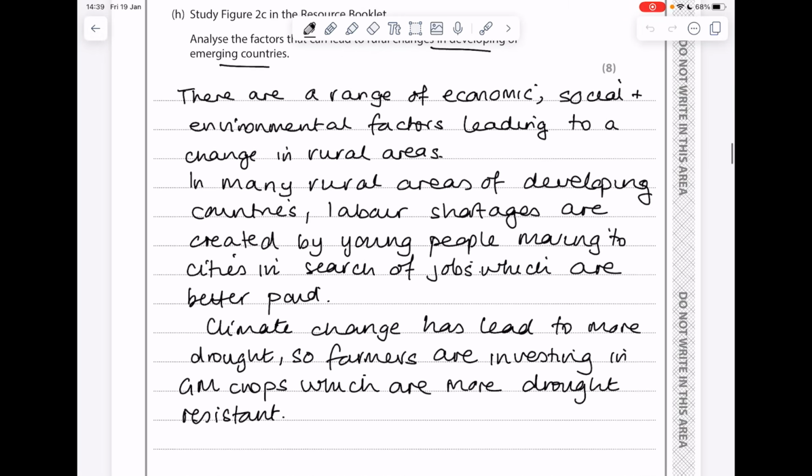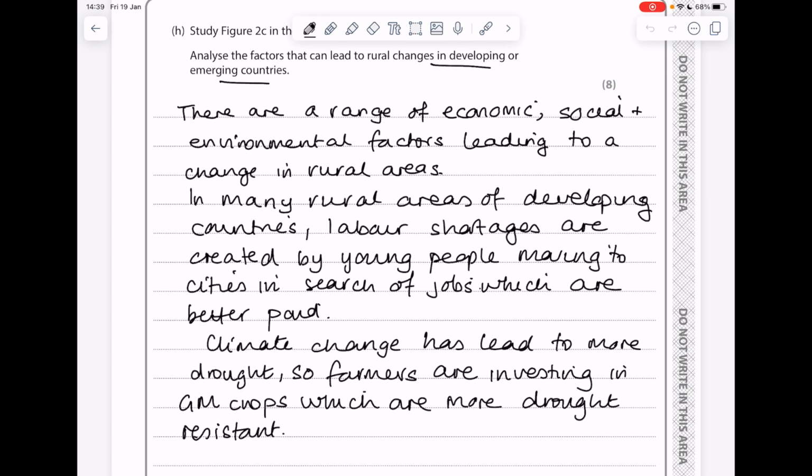So we've made a good start on this question, but look, analyse the factors that can lead to rural changes. So we've just mentioned NGOs, and NGOs are incredibly important in rural areas which aren't fully supported by government initiatives. So what can NGOs do? Well, they raise money through fundraising, and then they can use that money to help educate the farmers. They can use that money to buy them new equipment, new machinery, such as tractors, which will increase their crop yields and therefore mean that they can take more crops to market.